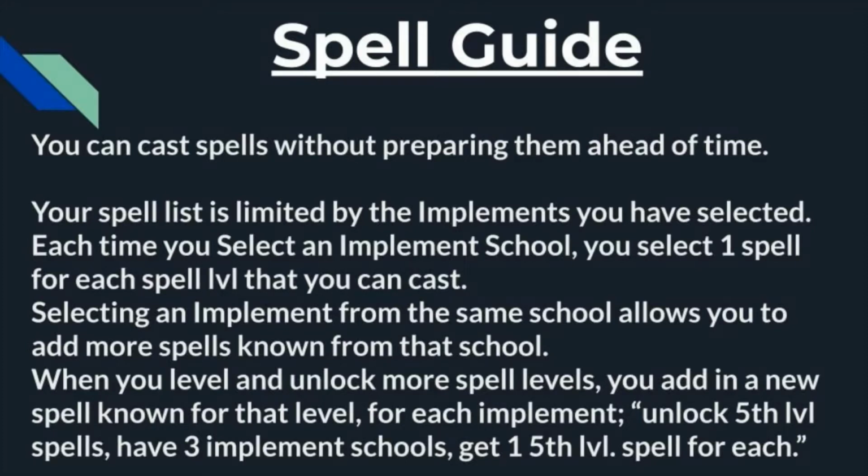The other thing to know is your spell list is limited by the implements you have selected. Each time you select an implement school, you select one spell for each spell level that you can cast that's tied to that school. So if you take an Abjuration implement, you select one spell from each level that you can cast for that implement. So if you can cast 4th level spells, you select all the way up through 4th level. You do the same thing picking out of the evocation spell list when you select evocation, and on and on.